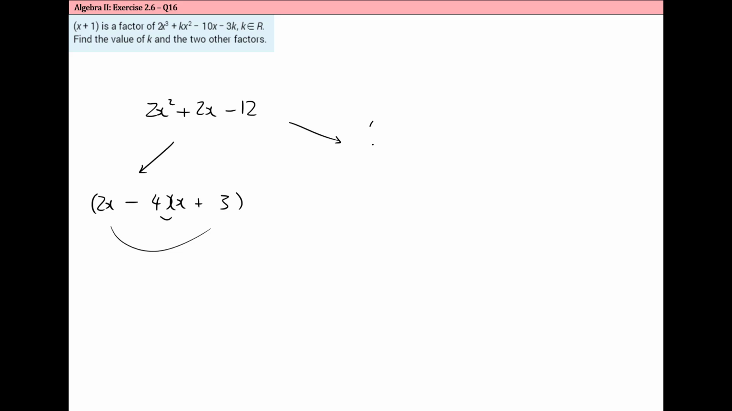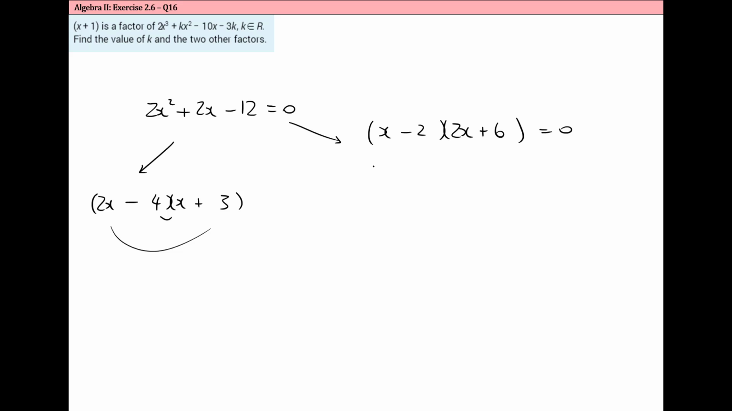But equally, we could have set up two sets of brackets. And if we multiply this second bracket by 2 to give us 2x plus 6 and divide the first bracket by 2 to give us x minus 2, we'll see that this is also a factorization. The inner terms give us minus 4x and the outer terms give us 6x, and again minus 4x plus 6x gives us the plus 2x. Now note that this won't have any effect on solving the equation where this quadratic is equal to 0.